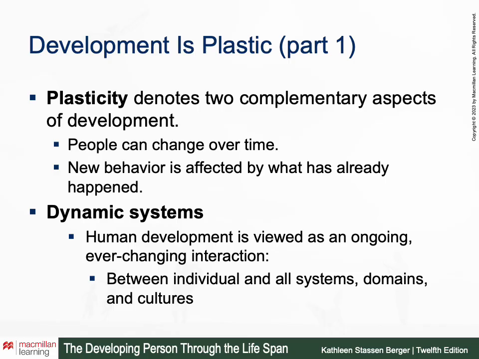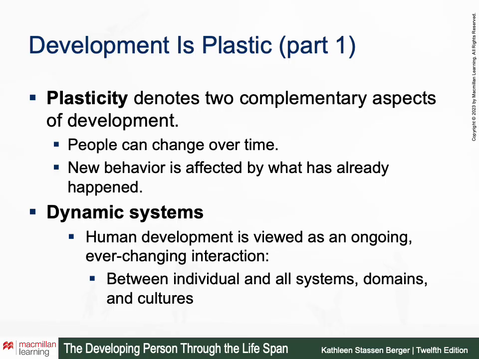So also, development is plastic. And what this plasticity denotes is two complementary aspects of development. So both that people can change over time, and also that new behavior is affected by what has already happened. So people can be molded as plastic can be molded, yet people can also maintain a certain durability as plastic does. So this provides both hope and realism. Hope because change is possible, and realism because development builds on what has come before.